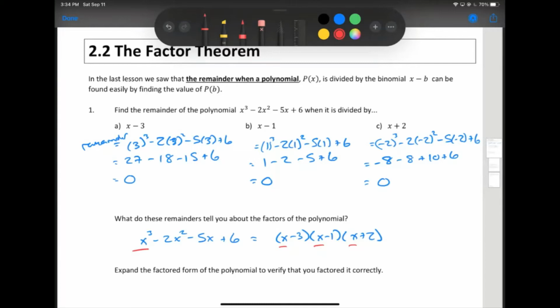Okay, so big deal. What difference does that make? I want you to stop and think about this for just a moment.